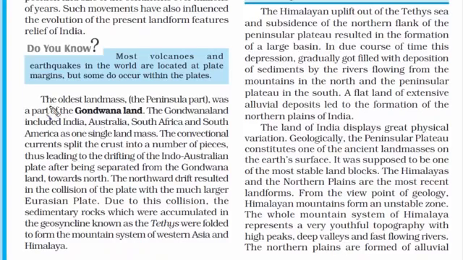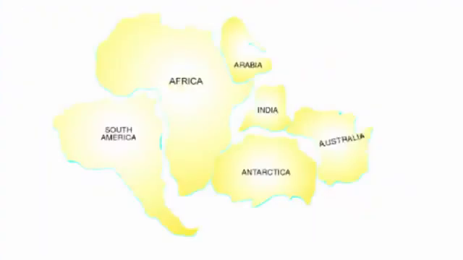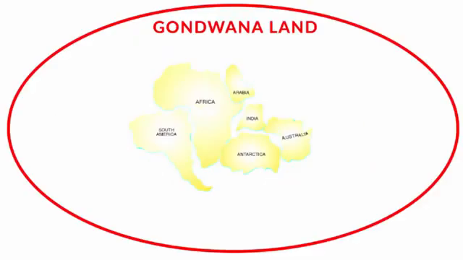The land of India displays great physical variation. The Peninsular Plateau is one of the ancient land masses on the Earth's surface. It was a direct piece of Gondwana land. Let's now read about the Gondwana land. So the peninsular region of India is the oldest landmass. It was a part of the Gondwana land. So this Gondwana land comprised several countries like South America, Africa, India, Antarctica, Australia. So this was all one single landmass once upon a time.